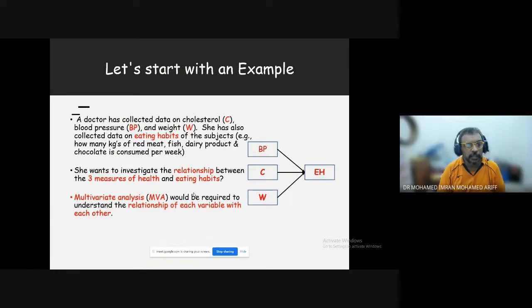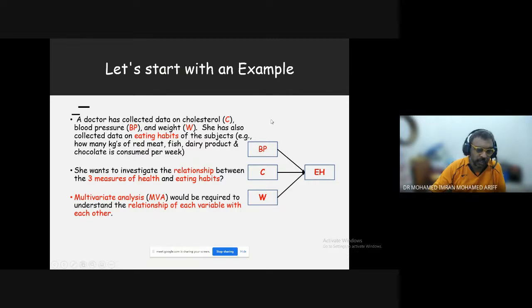Alright. So the example here is a doctor has collected data on cholesterol, BP, and weight of several patients. She has also collected data on eating habits from the subjects. So dia dah tanya patient dia how many kilos of red meat, fish, dairy products and chocolates are consumed per week. Based on this, she wants to investigate the relationship between three measures of health and eating habits. So eating habits is over here, EH, and she wants to find out what the relationship is.